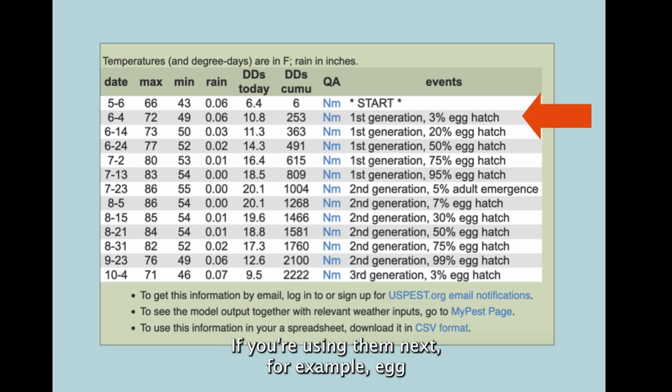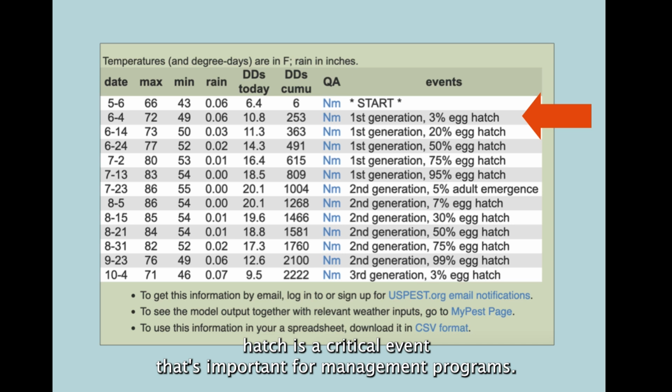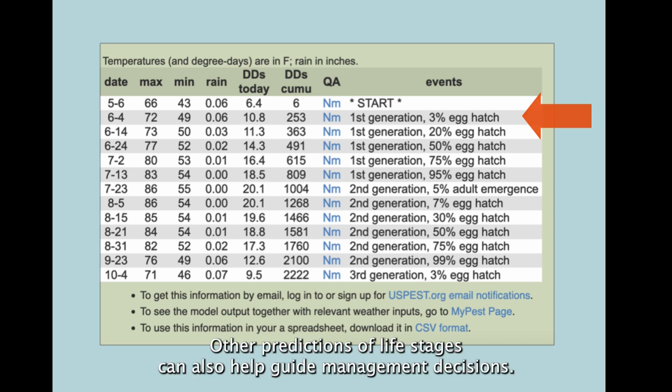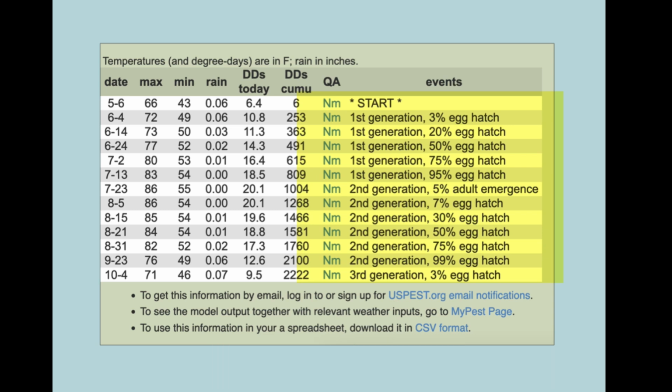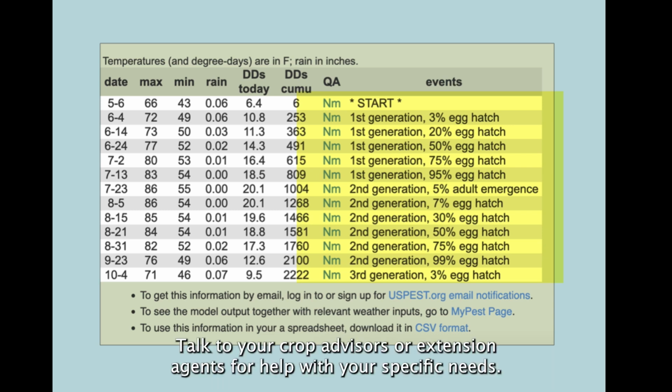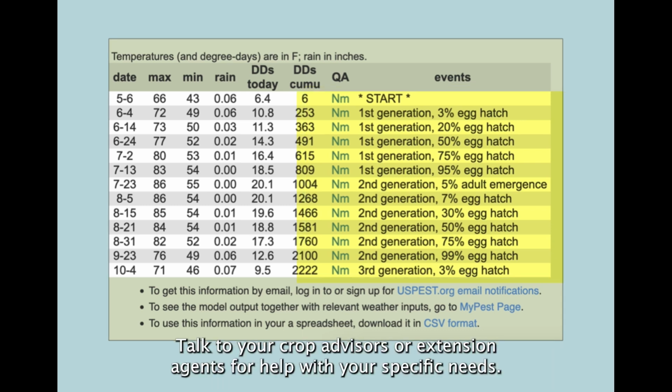Next, for example, egg hatch is a critical event that's important for management programs. Other predictions of life stages can also help guide management decisions. Talk to your crop advisors or extension agents for help with your specific needs.